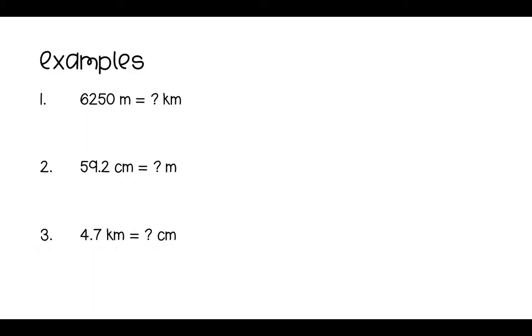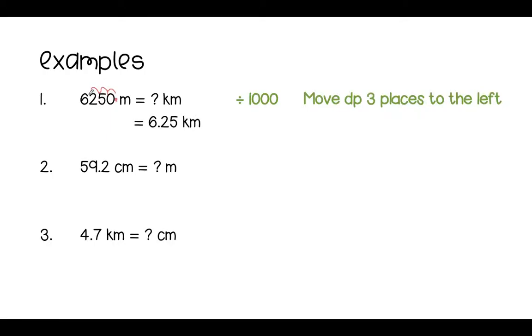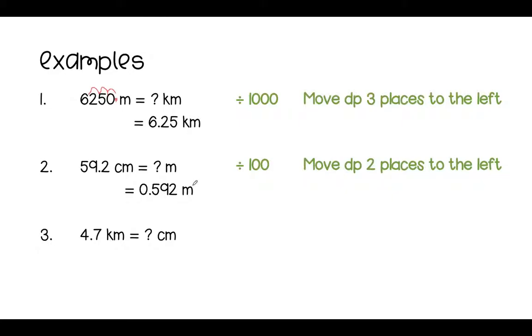6,250 metres converted into kilometres. So we're going to divide by 1,000 here. So we're moving the decimal point 3 places to the left, remembering that that decimal point is at the end here, and we're going to move it 1, 2, 3 places, so we end up with 6.25 kilometres. Again, 59.2 centimetres into metres. There's 100 centimetres in a metre, so we're dividing by 100. We're going to move that decimal point 2 places to the left, so we end up with 0.592 metres.